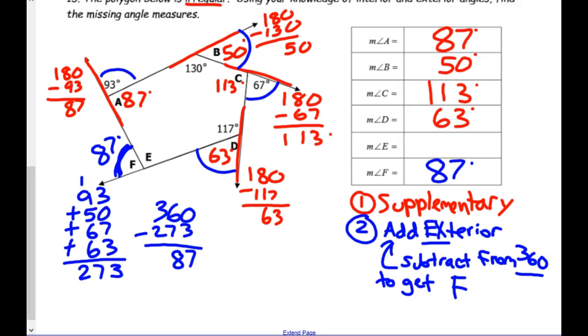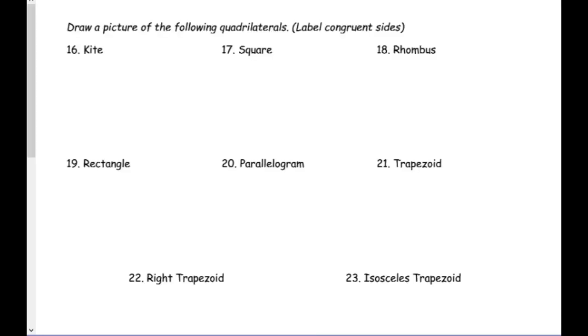And then last but not least, to figure out E, these are a straight line. They make 180. So 180 minus 87 gives me 93. So E is 93 after all. A lot of it's just subtracting from 180, and then take all my exteriors, add them up, and subtract from 360, because the exterior angle sum is always 360. All right? Draw a picture. We can do it.